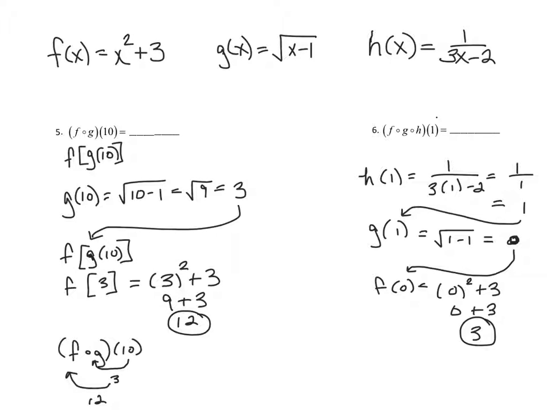So if you look at the actual problem, just to recap what we did, we took the number 1, we plugged it into h. That gave us the number 1. Then we took 1, we plugged it into g. That gave us the number 0. And then finally we took 0 and we plugged it into f, and that gave us the number 3. So 3 is our final answer.